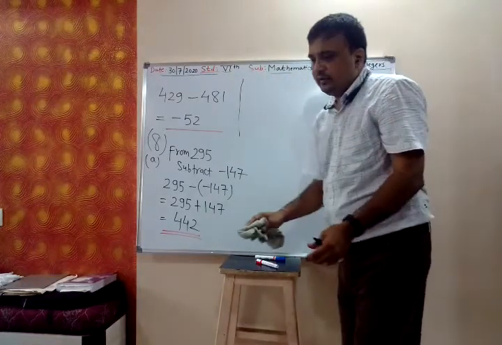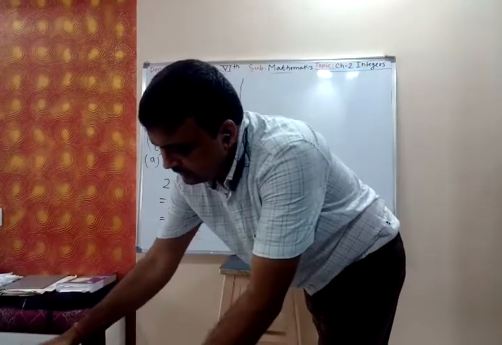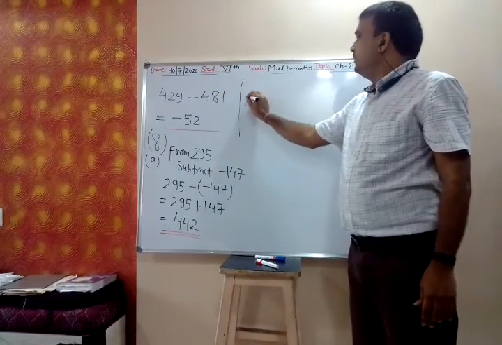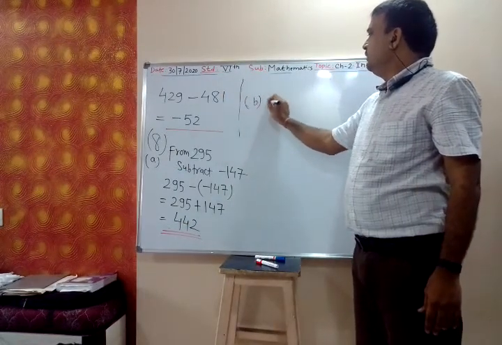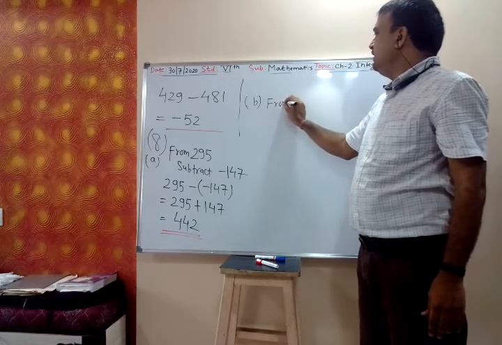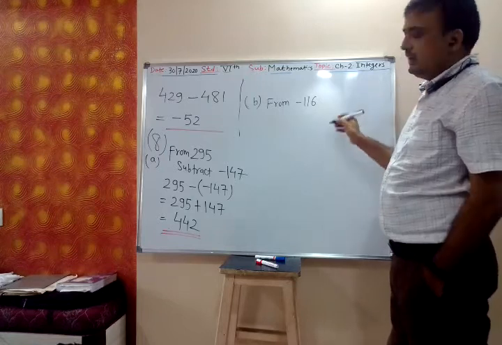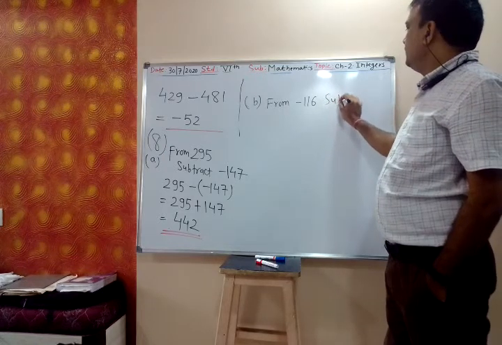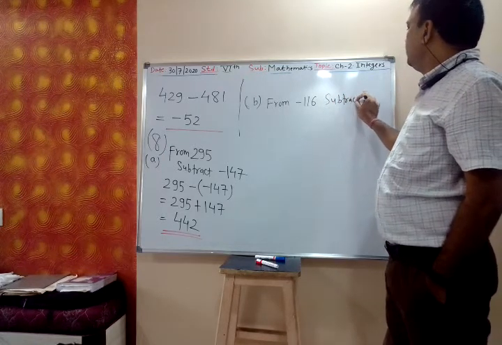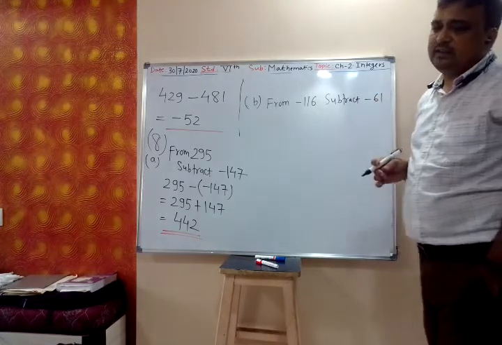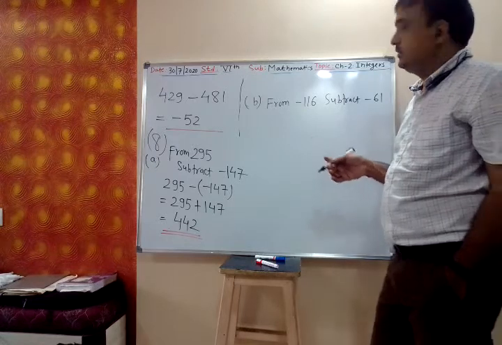Wait. Now second, B part. From minus 116 subtract minus 61. From minus 116 subtract minus 61.